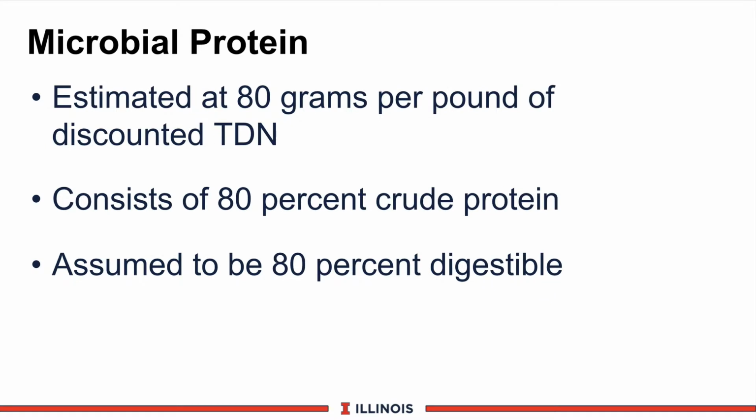The second portion will be the microbial protein. And here are the standard values coming out of the booklet. First, we estimate about 80 grams per pound of discounted TDN would apply. We then consider it as 80% crude protein of the microbial protein, and we assume it to be 80% digestible. Obviously, we made some assumptions here, and the new researchers indicate all microbial protein is not created equal, but this is a good starting point for our model.